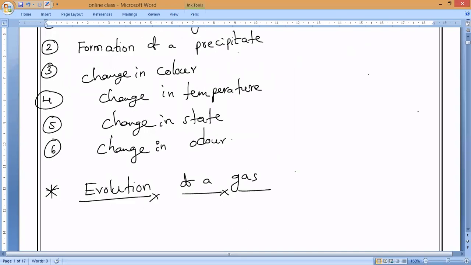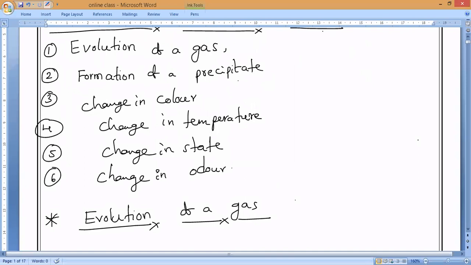First of all, remember, we have six characteristics of chemical reactions. Do all six have to take place in a chemical reaction? No. You understand? There is no need for all six characteristics in a single chemical reaction. Any one characteristic taking place is enough for us to say it is a chemical reaction. Do you understand, everyone?